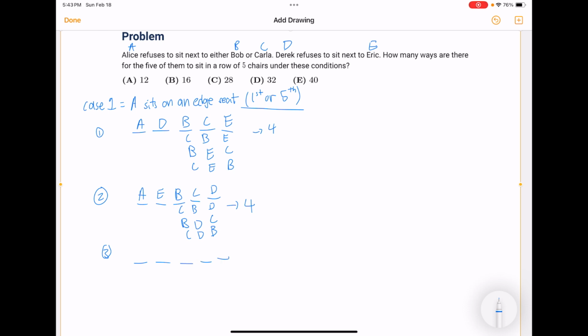When A is in the last chair, this is actually very easy since we have already shown the cases for when A is in the first chair. All we have to do when A is in the 5th chair is flip everything. For example, let me take this arrangement here. I'm just going to write it out again.